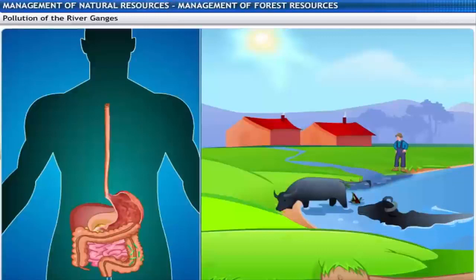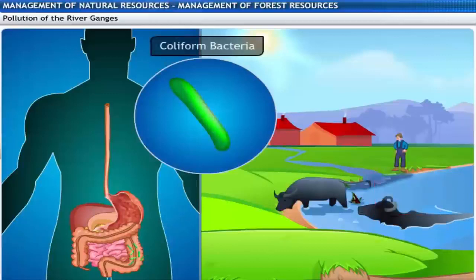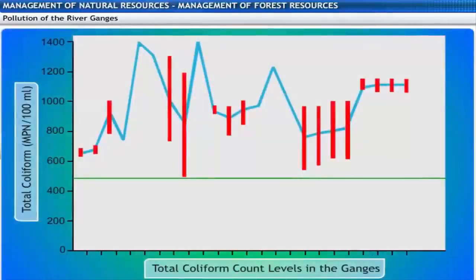The coliform bacteria is usually found in the human intestine, whose presence in the Ganges water indicates contamination by feces and disease-causing microorganisms. This graph shows the total coliform count levels in the Ganges that quantifies the pollution in units called the most probable number, or MPN. To overcome the poor quality of water, in 1985, the Ganga Action Plan came into existence.